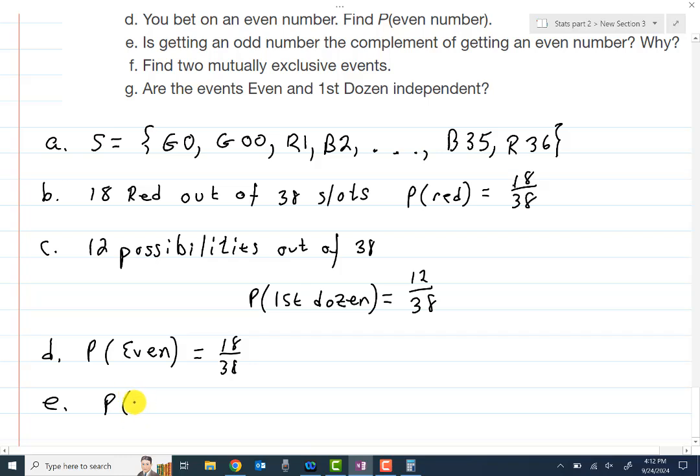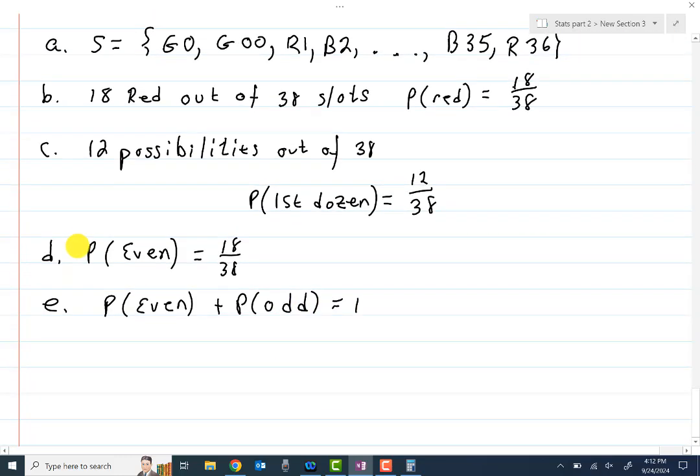So that means, does P of even plus P of odd, complement means these two add up to 1. So we know that if it's even, it's got to be 18 out of 38, and we know that if it's odd, it's got to be 18 out of 38. So let's try, if I add these together, since they have the same denominator, 18 plus 18 is 36. And that's not true. So this does not equal 1. So the answer to that question is no, they're not complements.